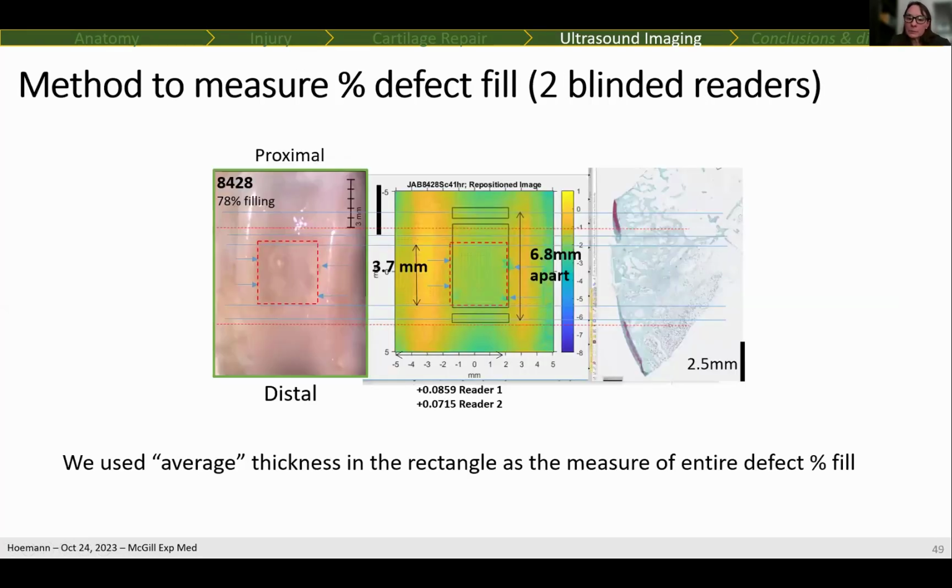And then I came up with a method to measure the percent defect fill for the whole defect, not just one slice of tissue, because we did do histology. We have 1 slice histology through the defect in the sagittal plane. And I reasoned that if we took the average thickness of the tissue between 2 areas, one directly below, one directly above, that this average thickness would be the same as the average defect fill.